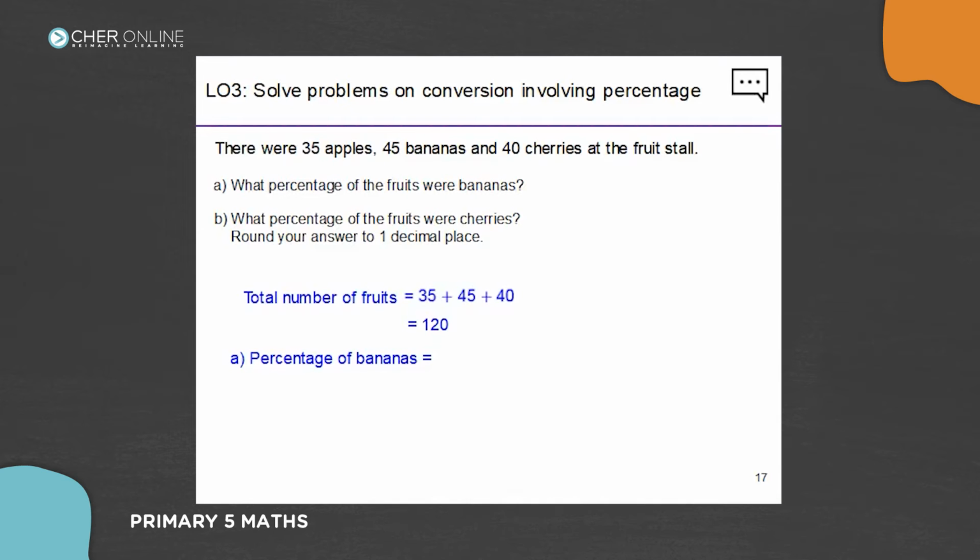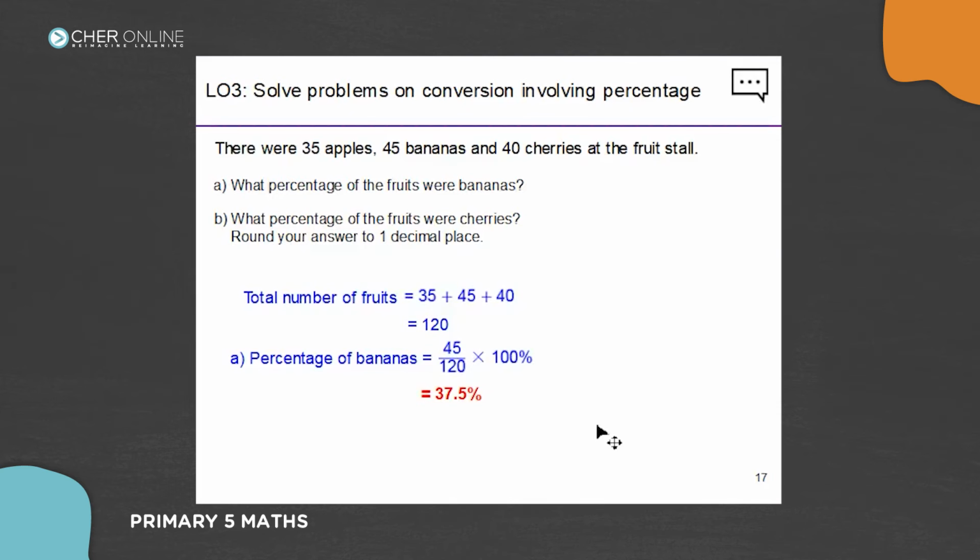So the percentage of the bananas will become, I'll show you the multiplication. 45 out of 120 times 100%. Take note of this method. This method is to put a fraction into percentage by multiplication. Because there are 45 bananas out of a total of 120, can you see that? So when it's out of 120, you times 100% to convert it into percentage.